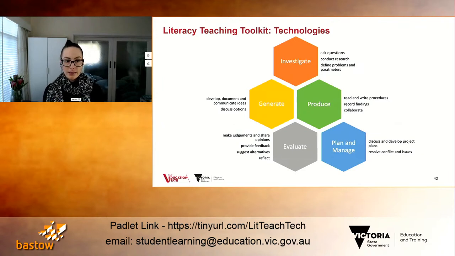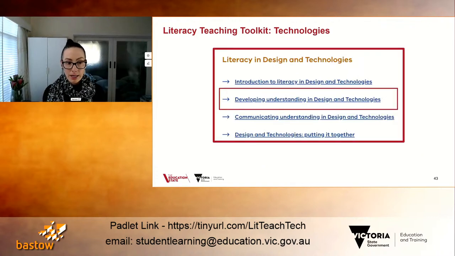Reflecting. Wow, that's a life skill. And then we get to the planning and managing stage and resolving conflict and issues. Well, that's also a life skill. So actually these are the design and technology teachers. They're carrying a lot of weight here and a lot of life skills. We owe it to these teachers. I think we need to make sure we get this part right.